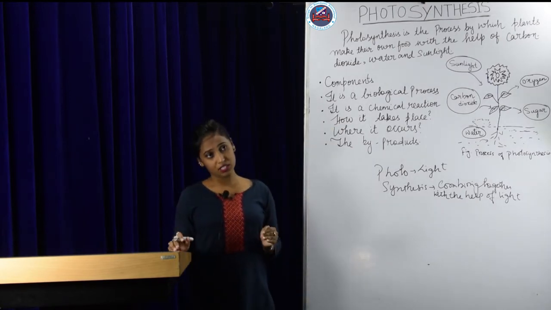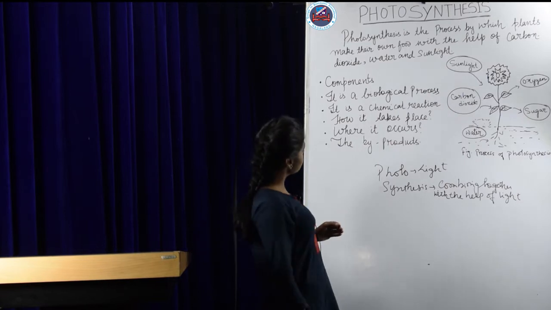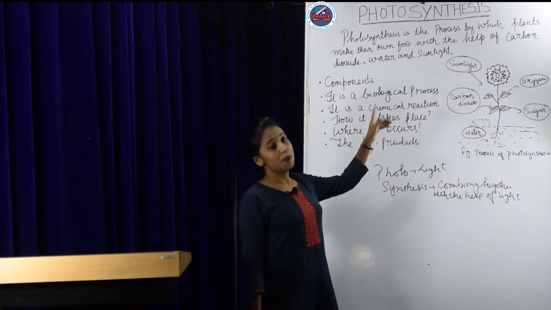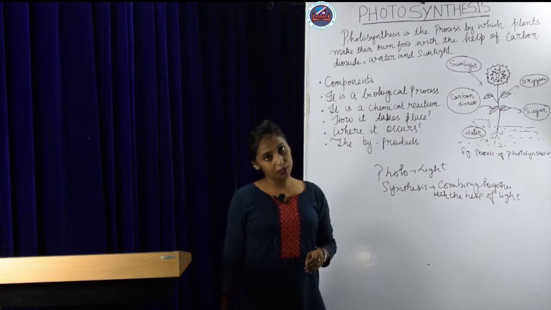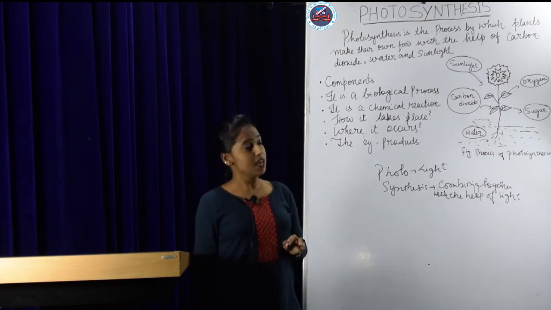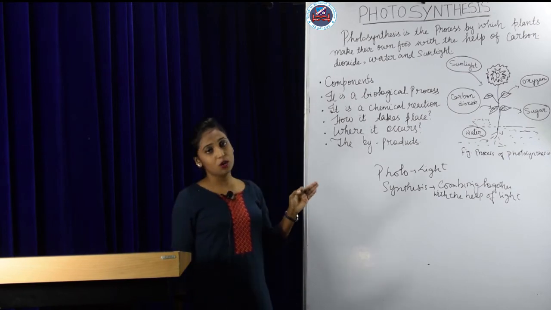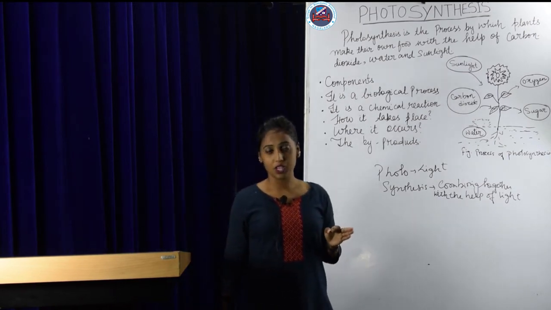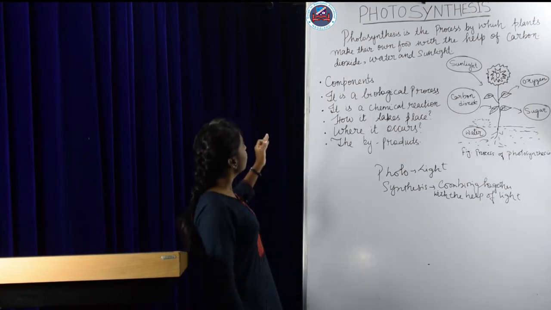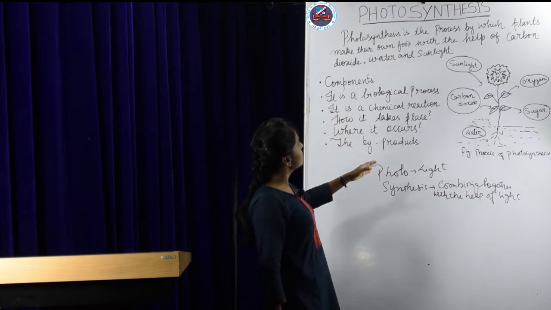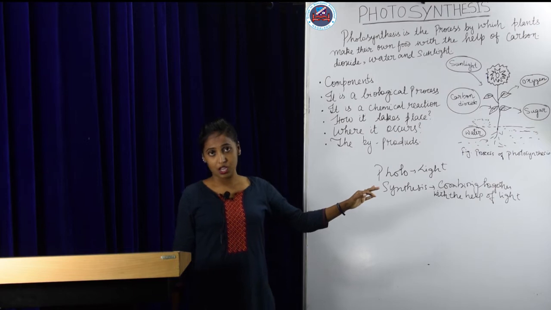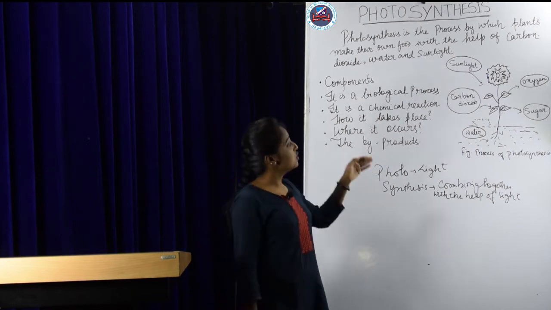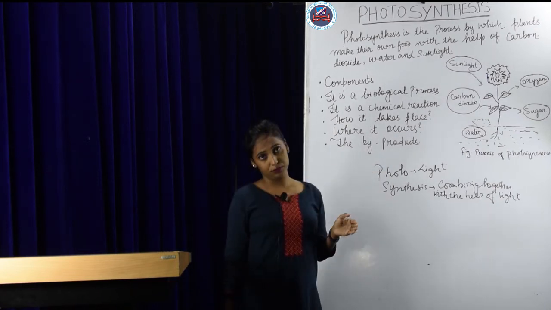So in simple terms, we can say that photosynthesis is the process by which plants make their own food with the help of three basic components. They are carbon dioxide, water and sunlight. So the components of photosynthesis are sunlight, carbon dioxide and water. The plants make use of these three components to make their food.